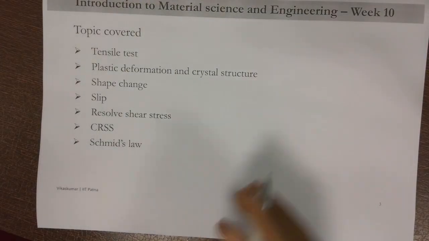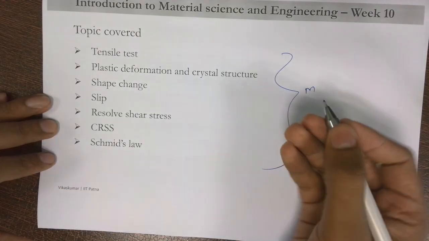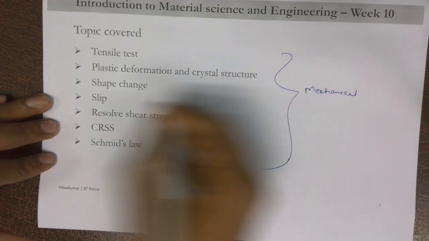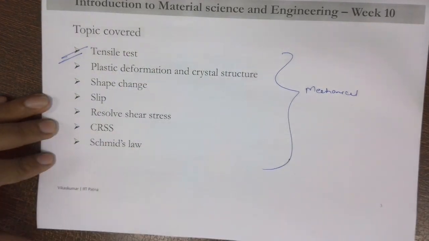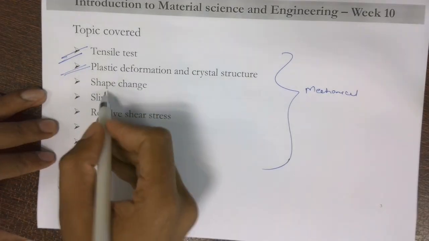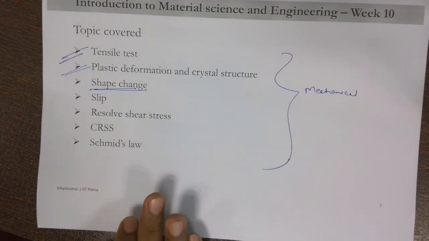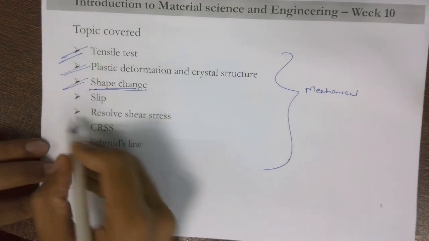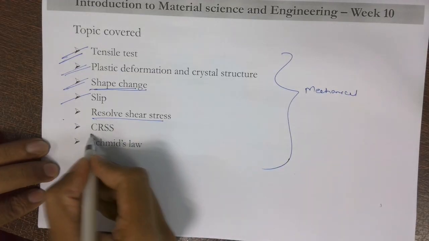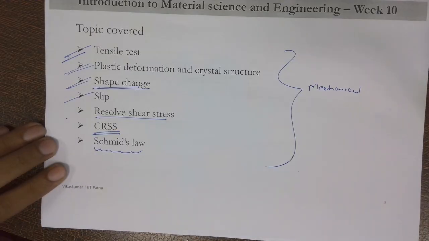In the next section we discussed the mechanical properties of steel, of the material, where we discussed the tensile test and how plastic deformation is performed. We discussed whether plastic deformation will change our crystal structure itself. We discussed slip, resolved shear stress and critical resolved shear stress, and at the end, a very important law, we discussed Schmid's law.